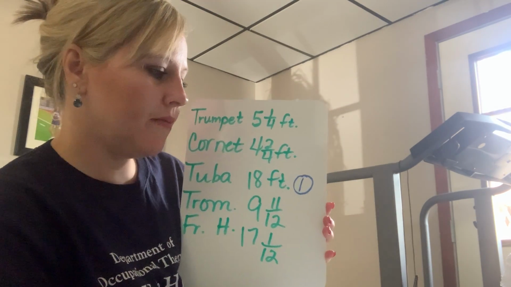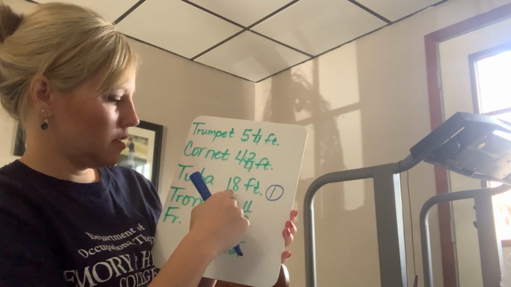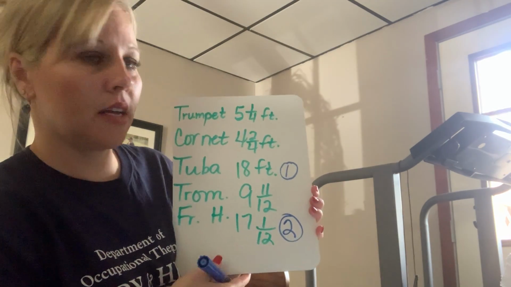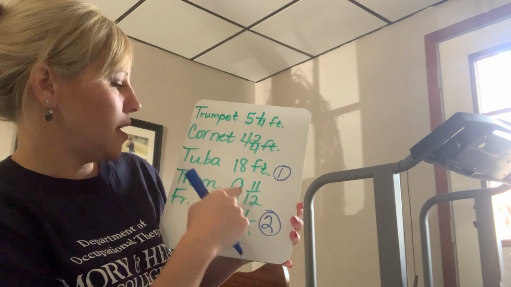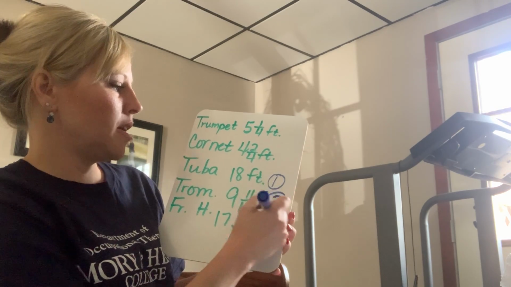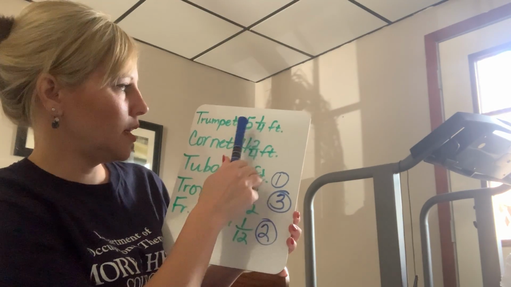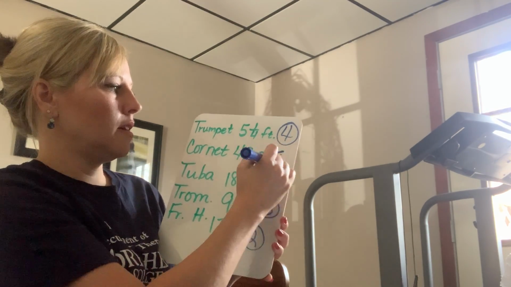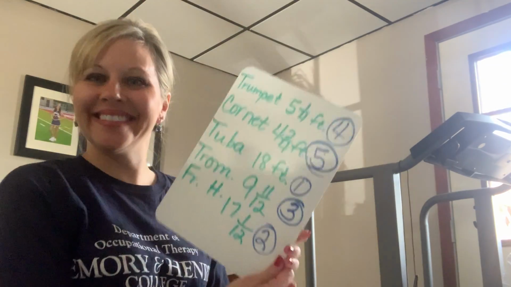Tuba would be first. Then the French horn is the next lowest pitched instrument on this page. Then 3 would be the trombone, and then compare these two. Then 4, and then 5 is the highest pitched, the cornet. So in order, you would list them as the tuba, the French horn, the trombone, the trumpet, and the cornet. Okay?